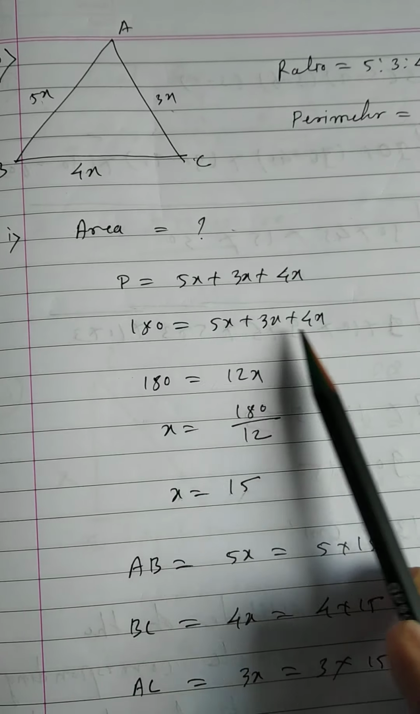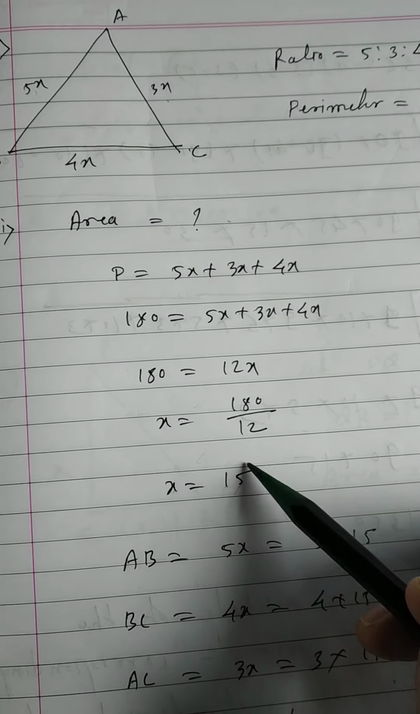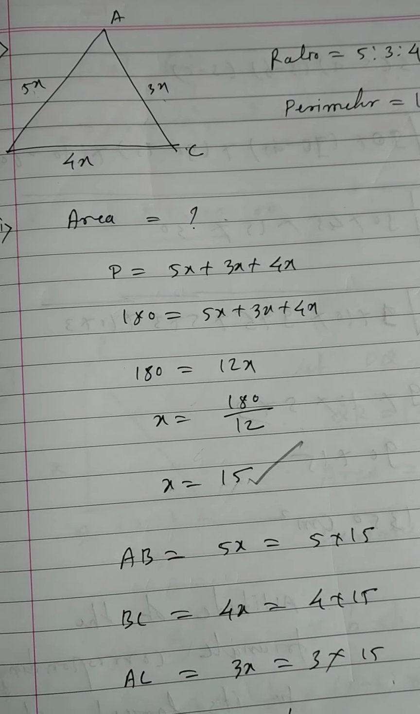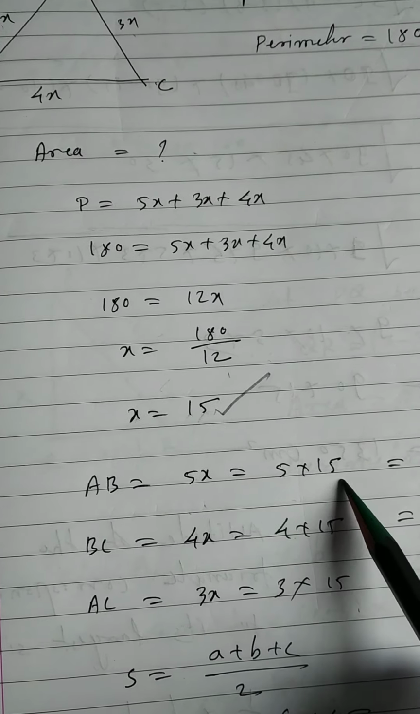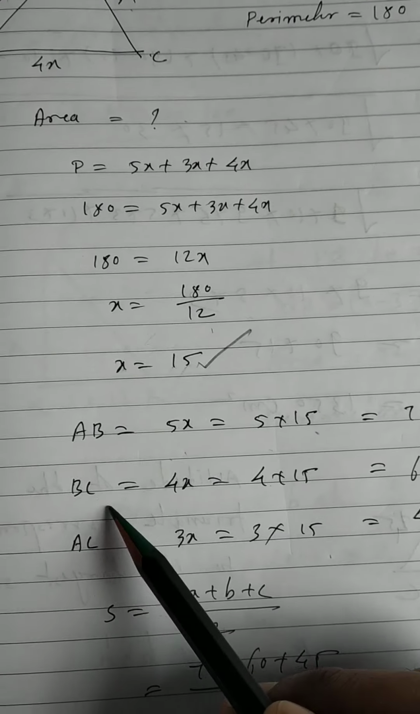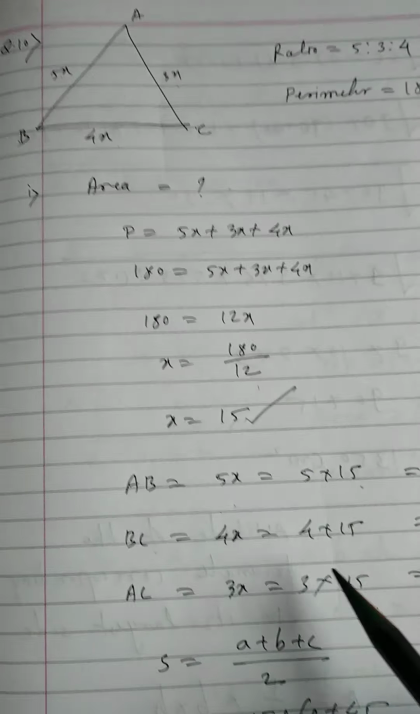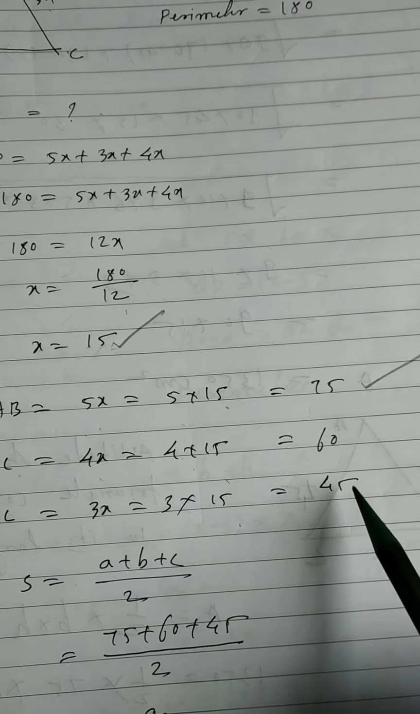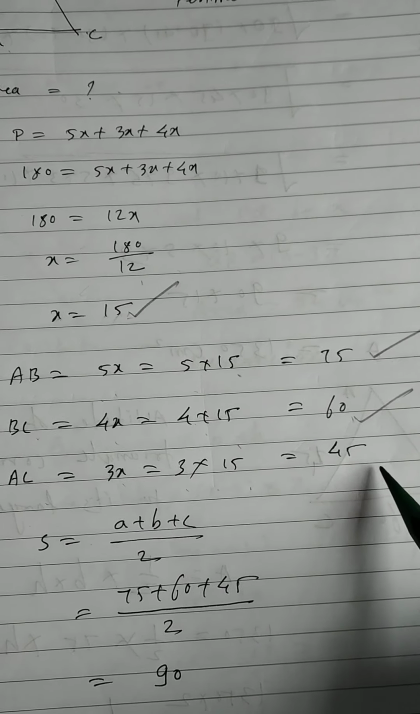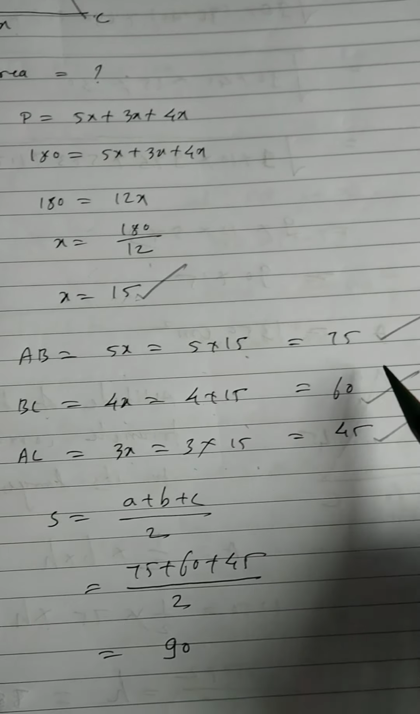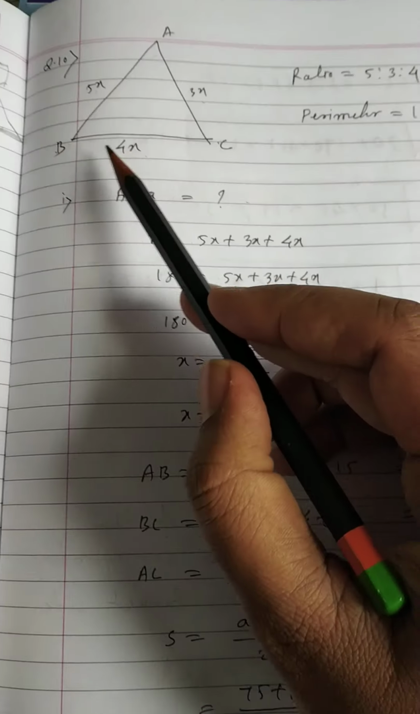So after adding, I'll be getting the value of x, which is 15, which is the common multiple. So AB will be 5x, that is 5 into 15, which comes to 75. Similarly, BC is 4x, so 4 into 15, that is 60 centimeter. And AC is 3x, 3 into 15, that is 45 centimeter. So I got the 3 actual sides of that same triangle.